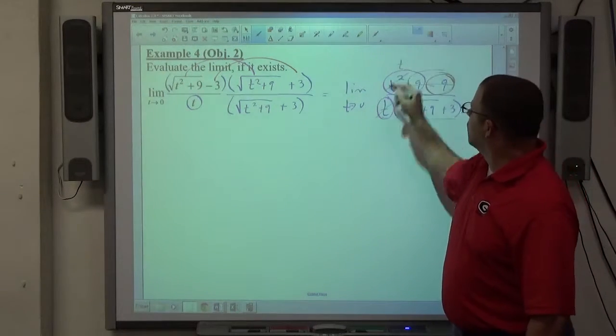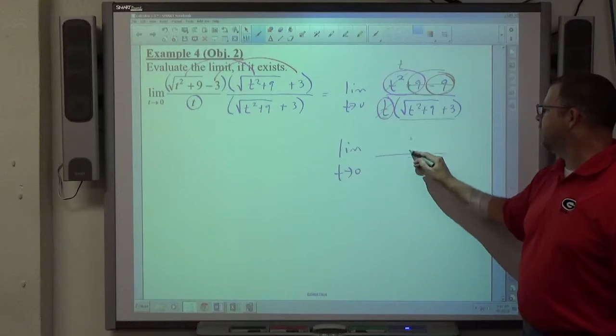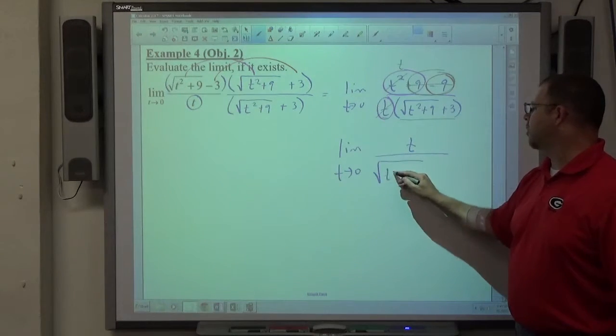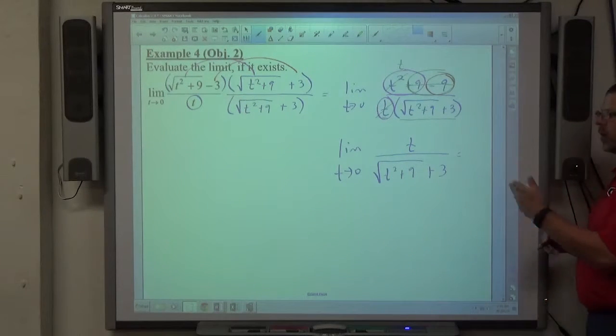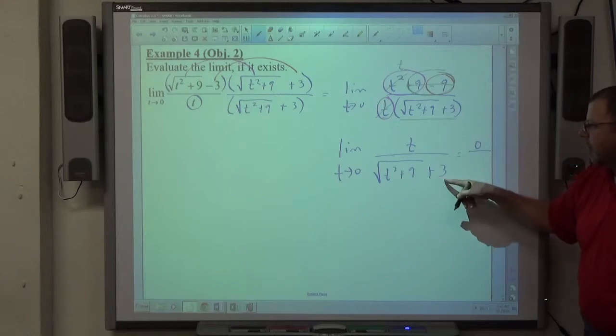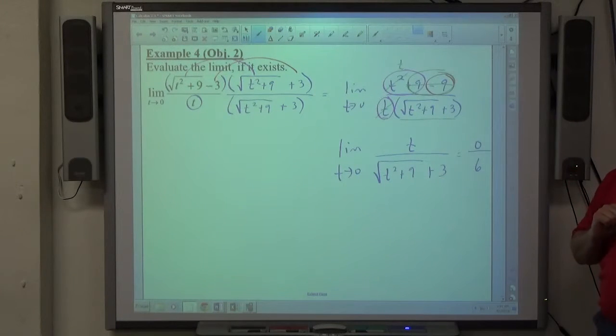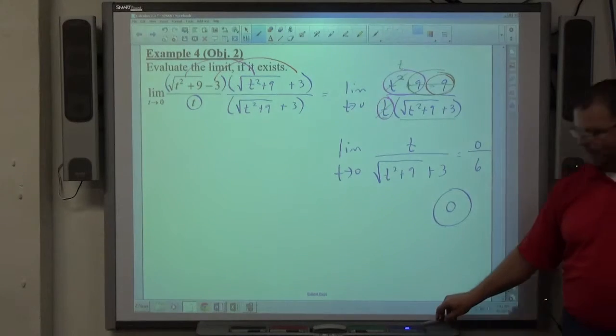So that gets me to limit as t approaches 0 of t over the square root of t squared plus 9 plus 3. If I put 0 in now, I'm going to get 0 on top. This is going to be 3 plus 3 on the bottom. 0 divided by 6 equals 0, and there's my answer. Okay.